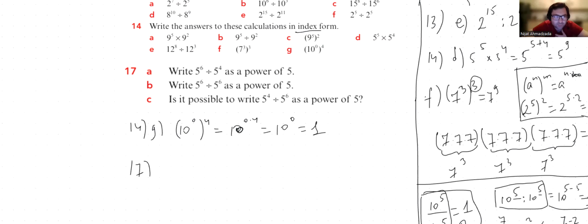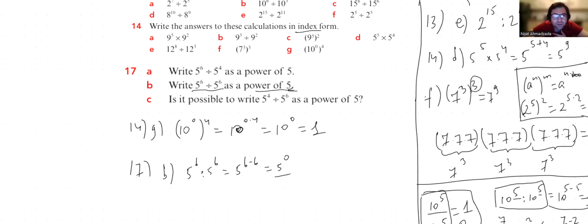Let's see question number 17, part B and part C. So part B, we have to write 5 to the power of 6 over 5 to the power of 6 as a power of 5, which will be 5 to the power of 6 minus 6, which is 5 to the power of 0. Notice, you cannot write this is equal to 1. It is equal to 1. There is nothing wrong about it. But you shouldn't write it. Why? Because the question says write the answer as a power of 5. So we have to finish here.